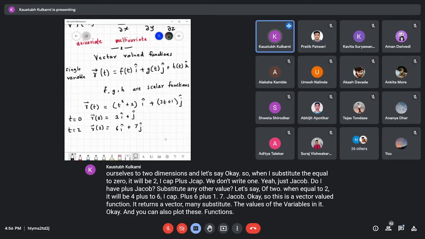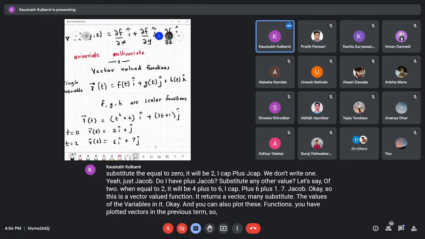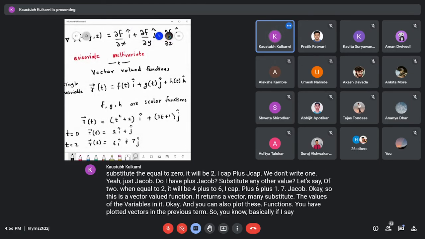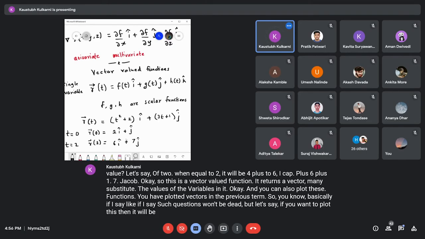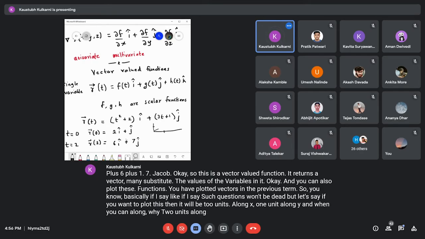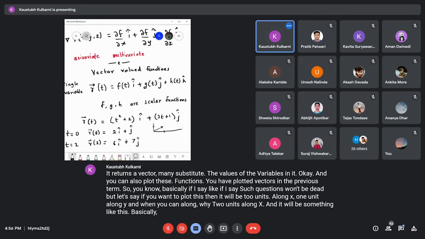functions. You have plotted vectors in the previous term, so you know basically. Such questions won't be there, but let's say if you want to plot this, then it will be 2 units along x, 1 unit along y, and it will be something like this basically. Similarly at r2 it gives.